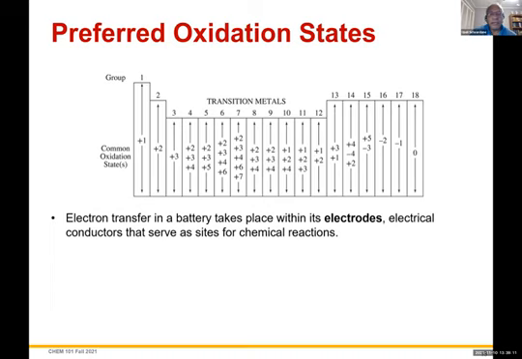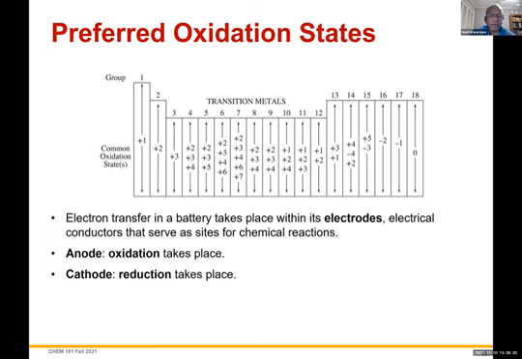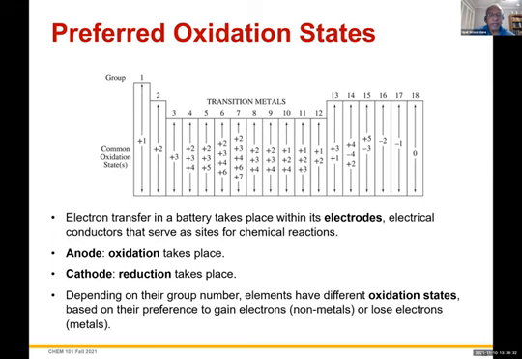Electron transfer takes place within its electrode. Electrodes are electrical conductors that serve as the site of chemical reaction. Anode is where oxidation is taking place. We talked about that. Cathode is where the reduction takes place.